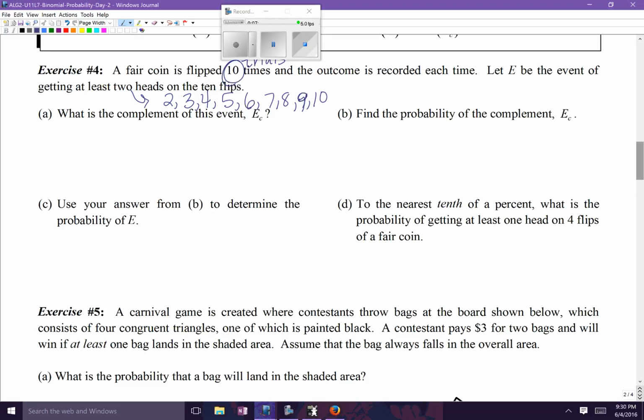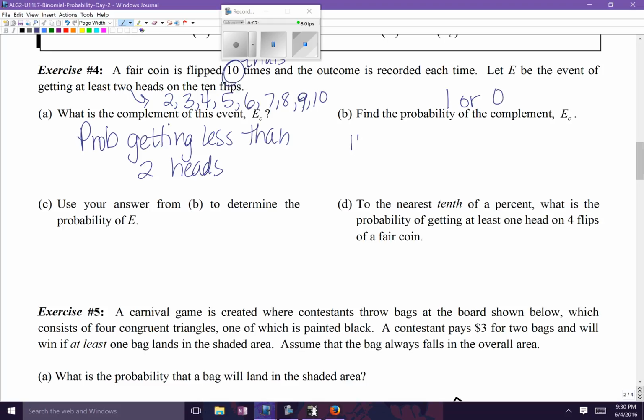What is the complement of this event? So the complement would be the probability of getting less than 2 heads. Right, so that's what I was saying, if you got 0 or 1, find the probability of the complement of E. So that would be 1 or 0, right? So let's set that up.